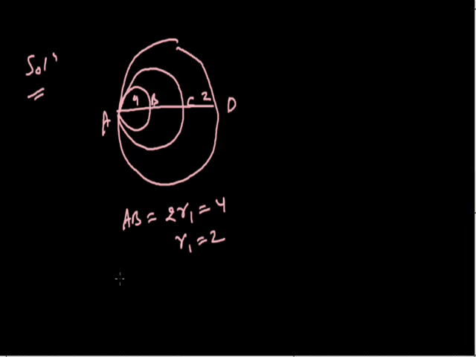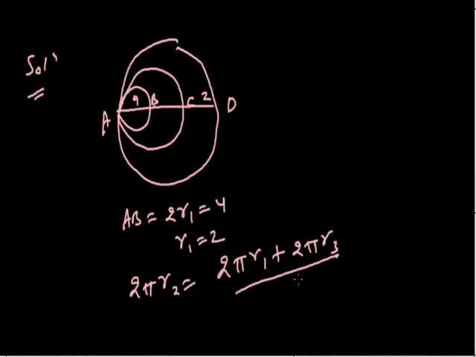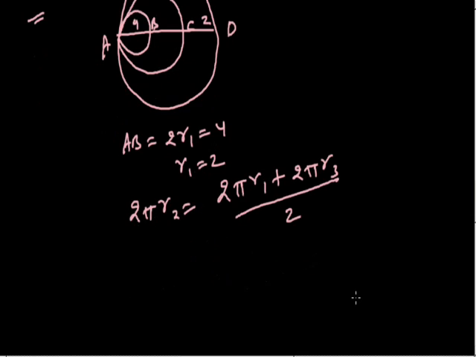Now it is also given that the circumference of the middle circle, that is 2 pi R2, is the average of the smaller and the largest circle. Average of the smaller, that is 2 pi R1, and the larger, let's say 2 pi R3. Now from this equation we can say that twice R2 equals R1 plus R3.